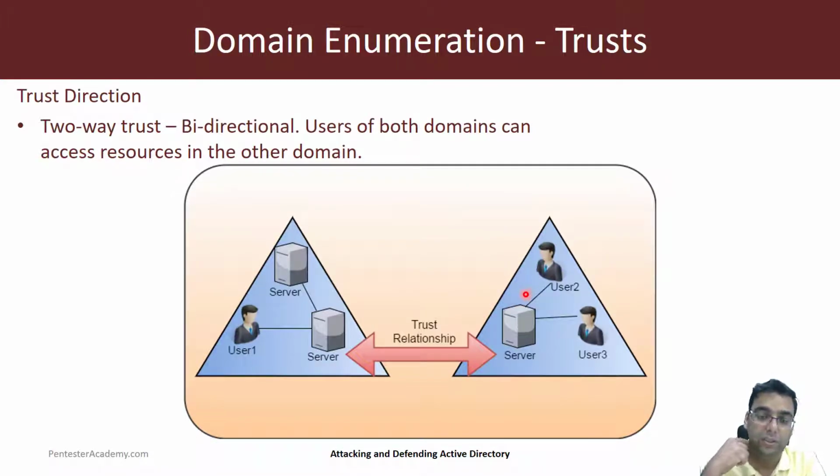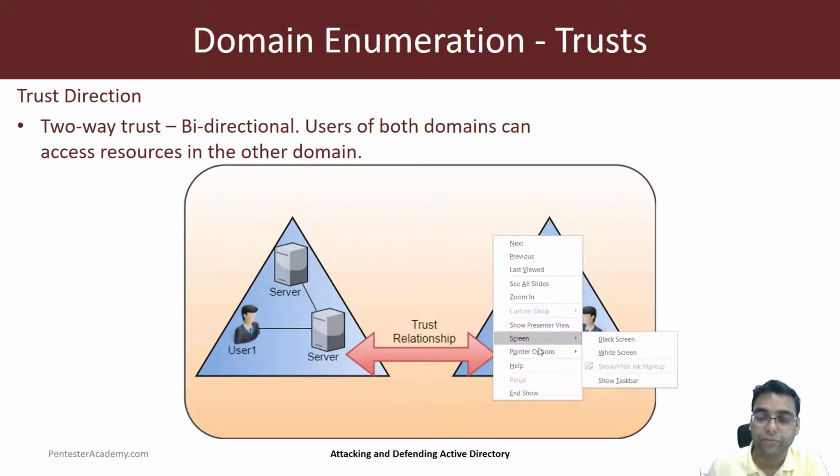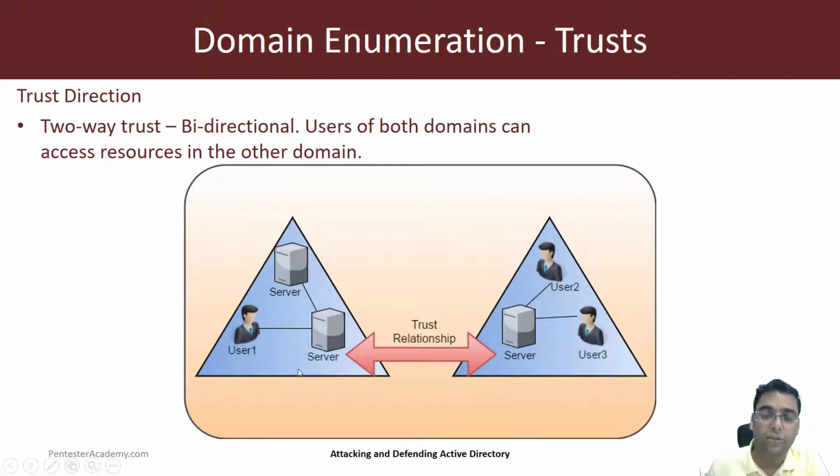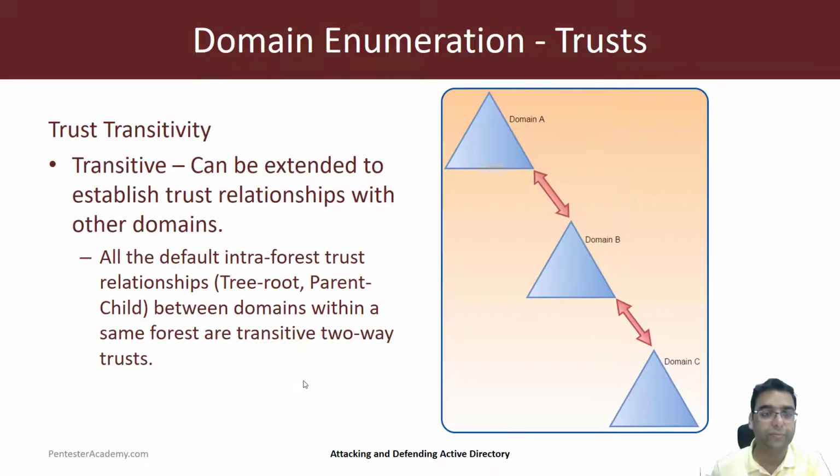Then there is two-way trust. As the name suggests, it is bidirectional. That is, users of both the domains can access the resources in the other domain, right? Please keep in mind that even in the case of one-way trust or two-way trust, when we say can access, the users must have enough privileges to access the resources, right? Right now we are just talking about the trust. That is, it is not filtered on the trust level, but by privileges of the users. Now this is about the direction of the trust. There are two directions, one way and two way.